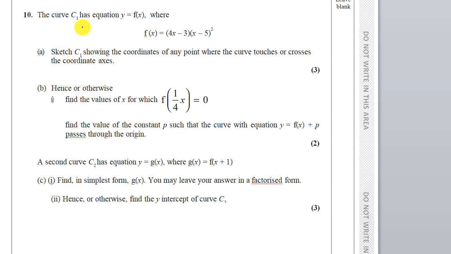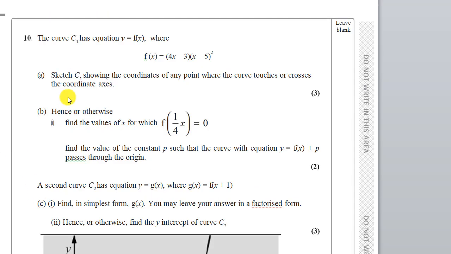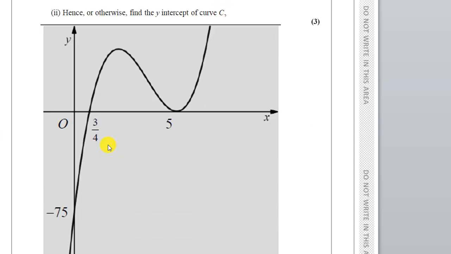Now, the curve C1 has an equation where f of x is equal to 4x minus 3 multiplied by x minus 5 squared. Sketch C1, showing the coordinates of any point where the curve touches or crosses the coordinate axes. Now, this is your sketch of the curve. You must show all these points. Here 3 over 4, here touch at 5, here cut at minus 75.